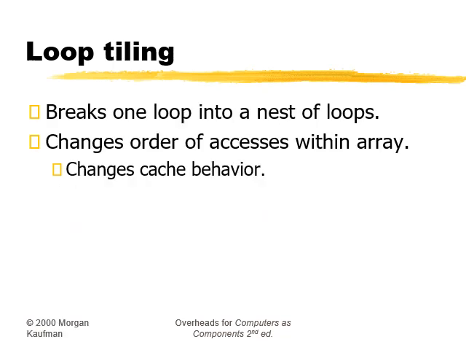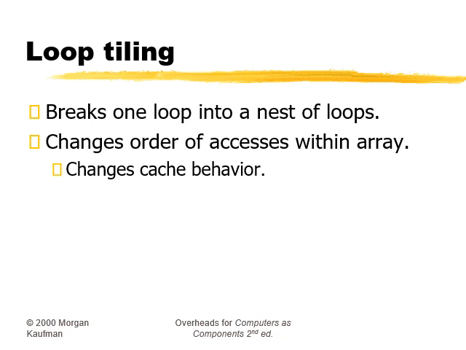So the final loop transformation is loop tiling. Loop tiling breaks up a loop into a set of nested loops. Changes order of access within the array. Changes cache behavior. So this loop tiling will change the behavior of the cache by changing the order of the access within the array.